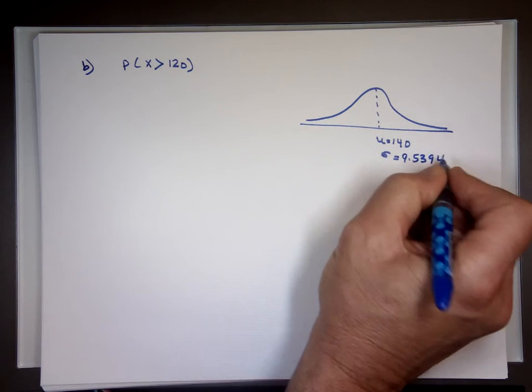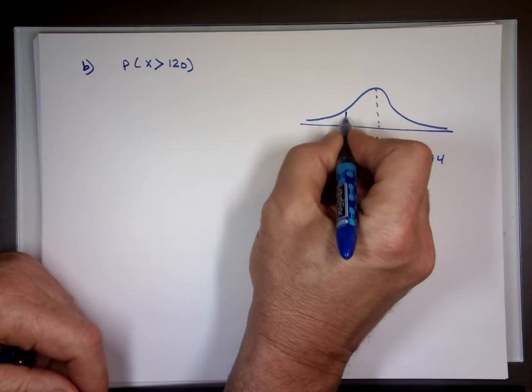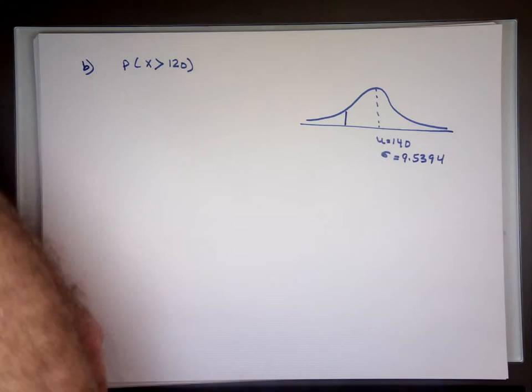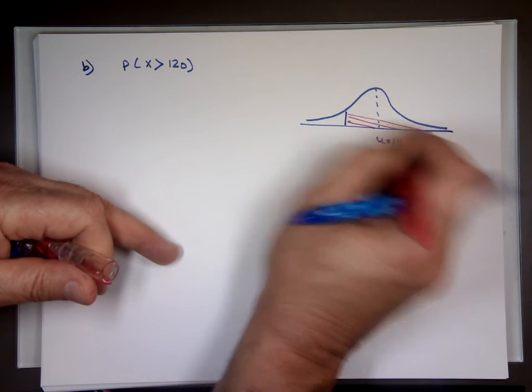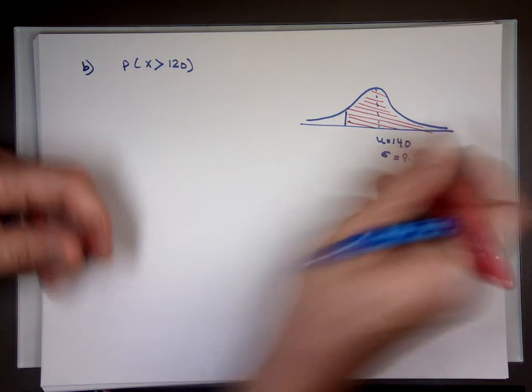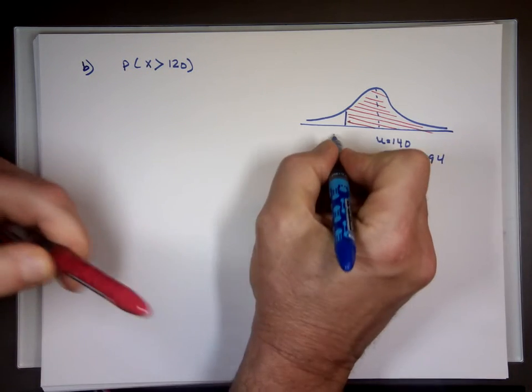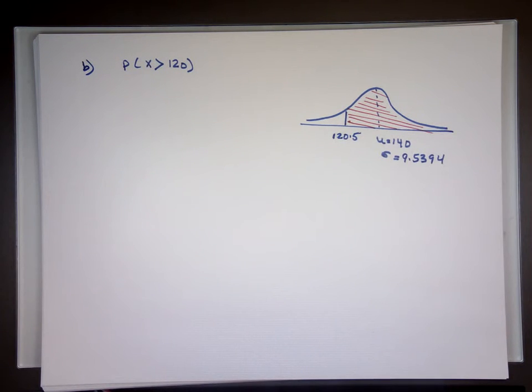And it says more than 120. The 120 is somewhere here, and we're talking about to the right of that. Is the 120 included? No. So more than 120, what are you going to use for a number? Remember, there's an adjustment of 0.5. 120.5, because the 120 is not included, and the 120 ends at 120.5. Now we find the z value for that.